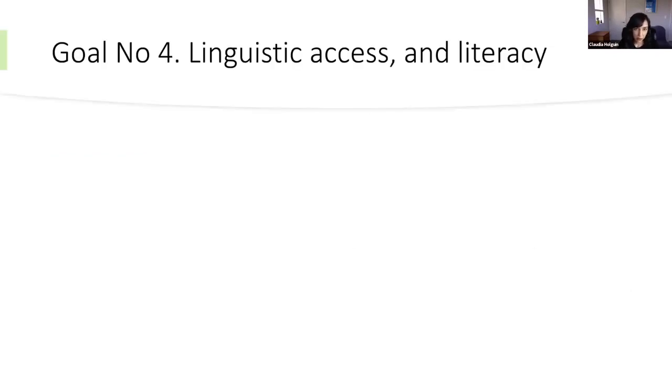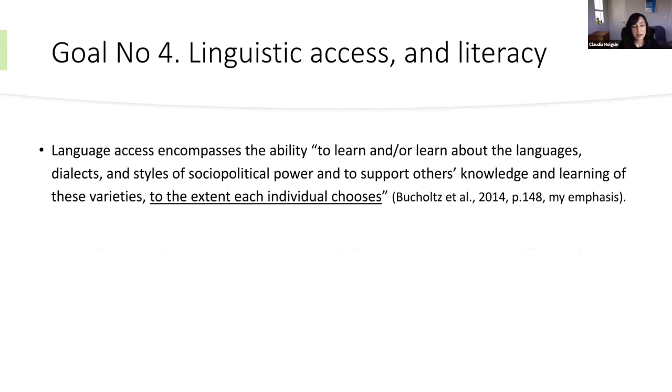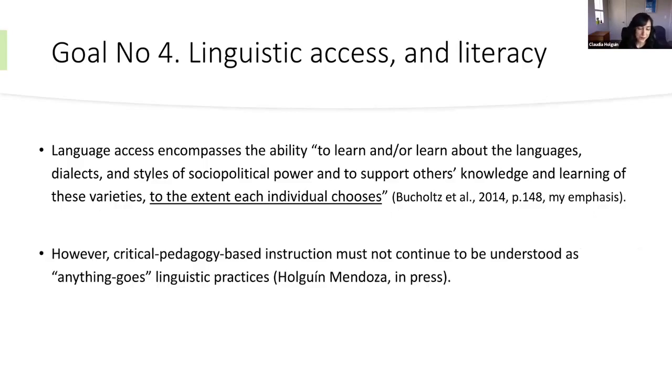This is similar for the fourth goal, linguistic access. Linguistic access encompasses the ability to learn and or learn about the languages, dialects, and styles of sociopolitical power, and to support others' knowledge and learning of these varieties to the extent each individual chooses, not the teacher or educators, but the learner. However, critical pedagogy-based instruction must not continue to be understood as anything goes, right?